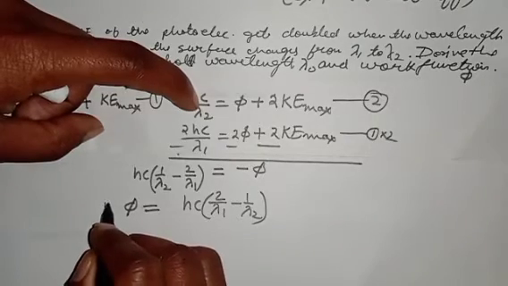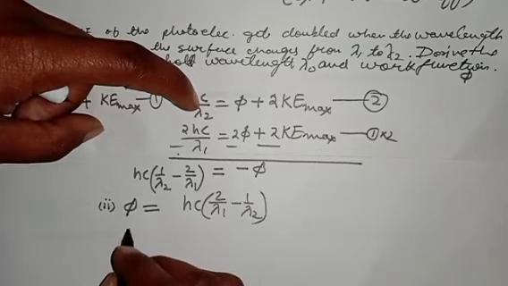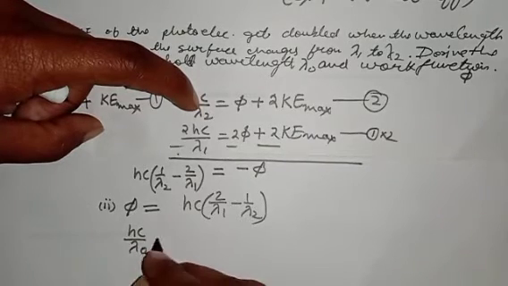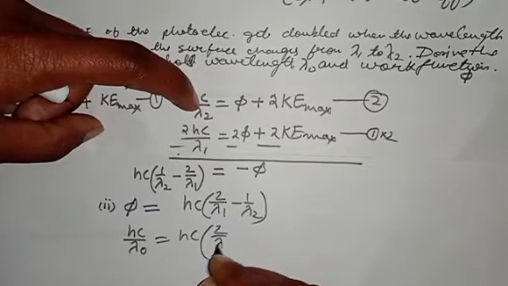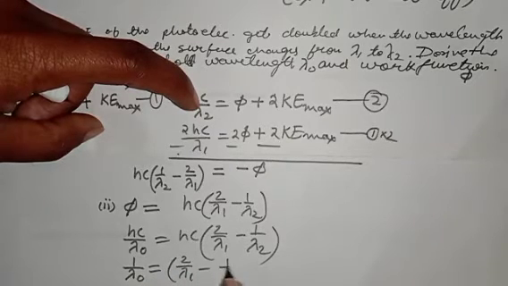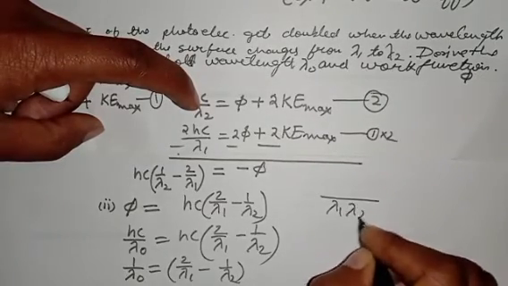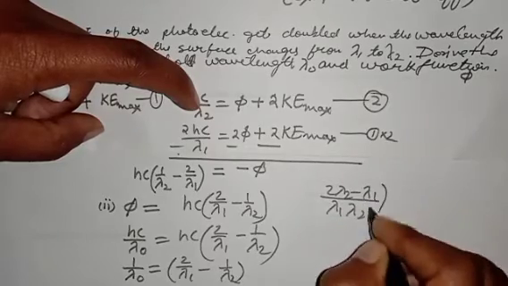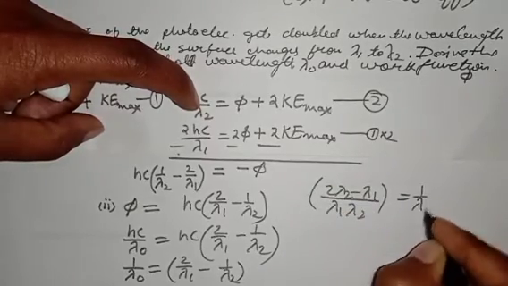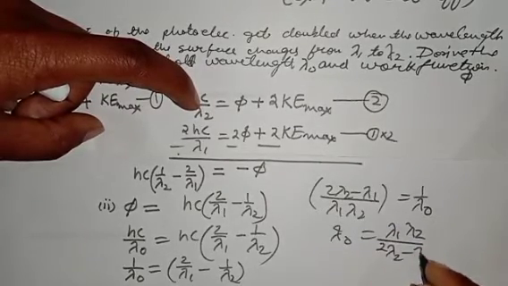So second part we have done first. Now we will go for first part. We know phi is hc by lambda naught, that is hc times 2 by lambda 1 minus 1 by lambda 2. hc will get cancelled, and that's all. No need to reciprocate that. 2 by lambda 1 minus 1 by lambda 2, which is 2 lambda 2 minus lambda 1 over lambda 1 lambda 2, equals 1 by lambda naught. So lambda naught equals lambda 1 lambda 2 upon 2 lambda 2 minus lambda 1.